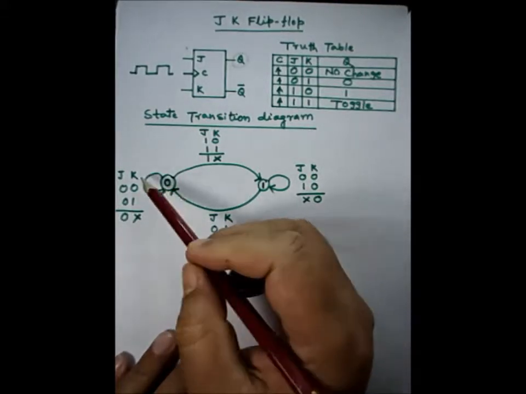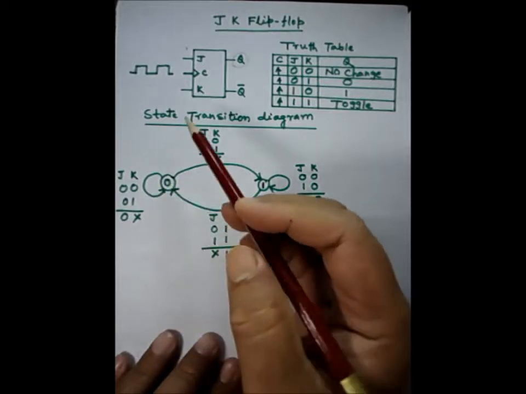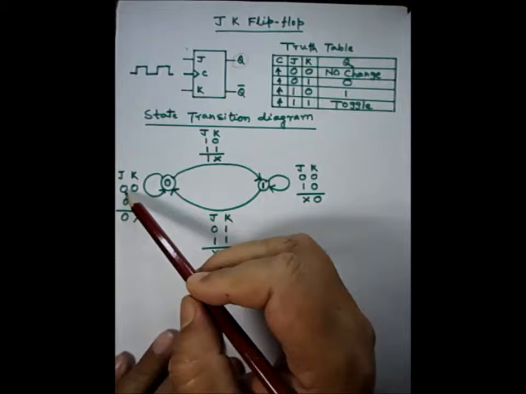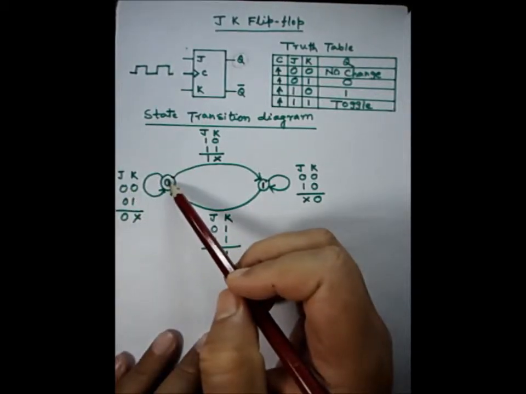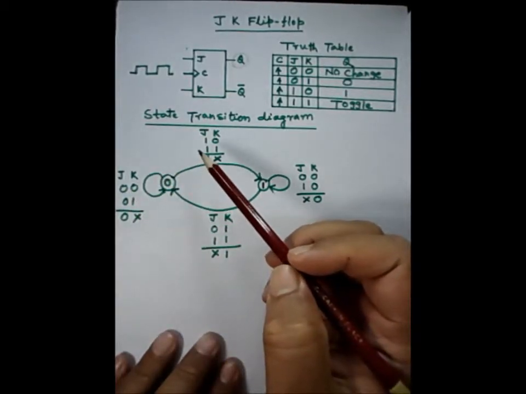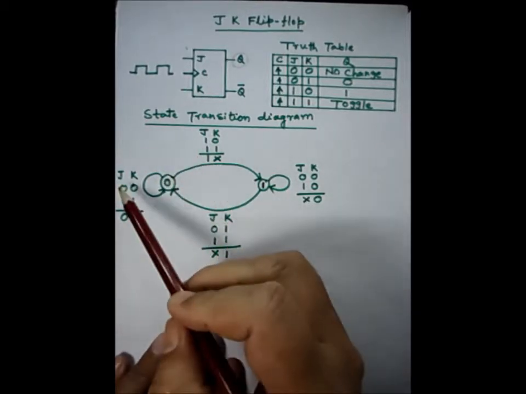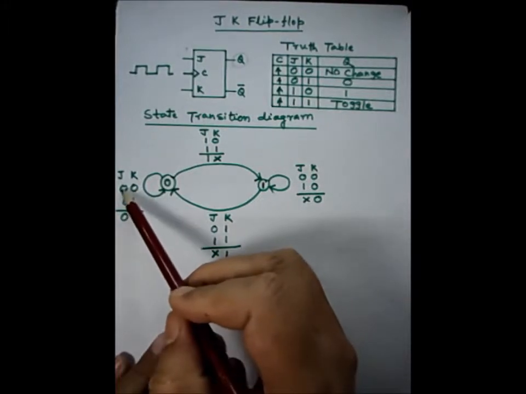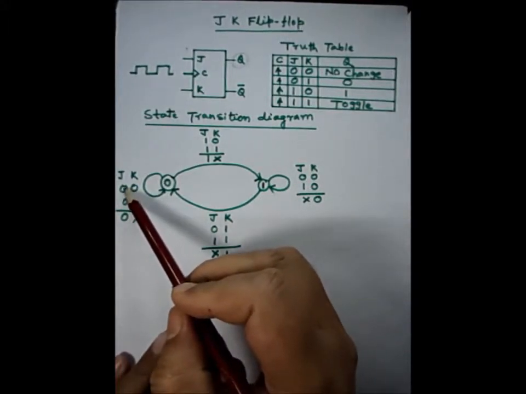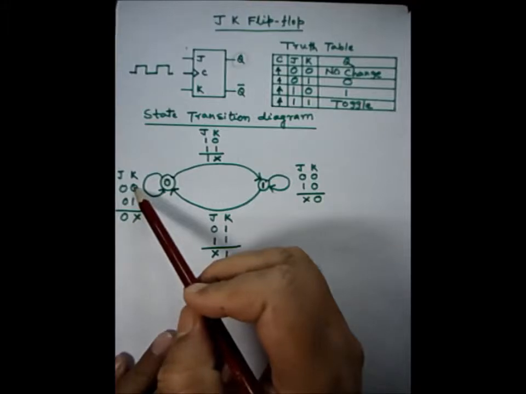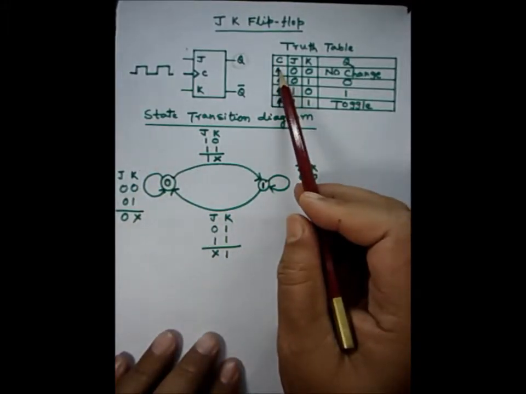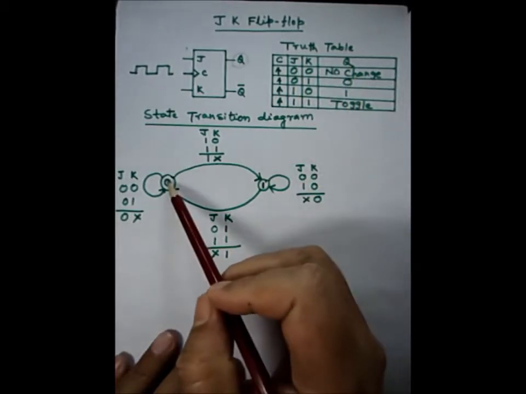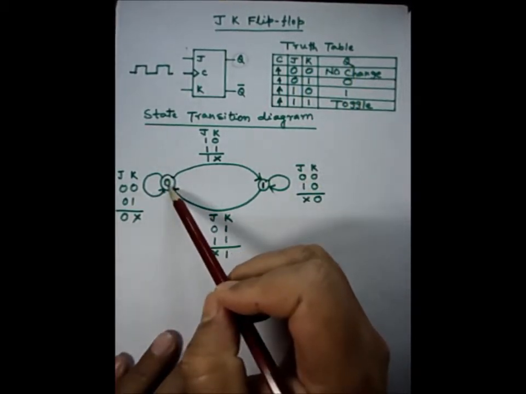What is the scenario in which this may happen? The previous state was 0, and the next state is also 0. Therefore, when J equal to 0 and K equal to 0, if the clock pulse arrives, there is no change from the truth table. Therefore, state 0 will remain as 0.